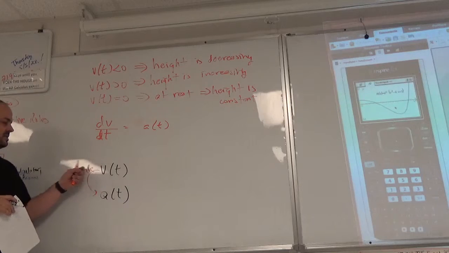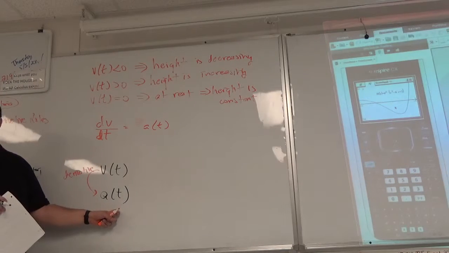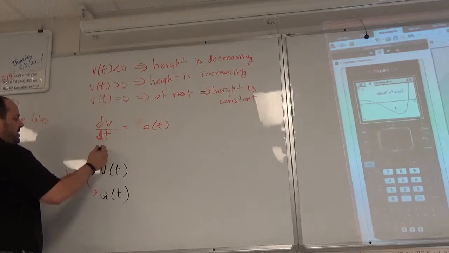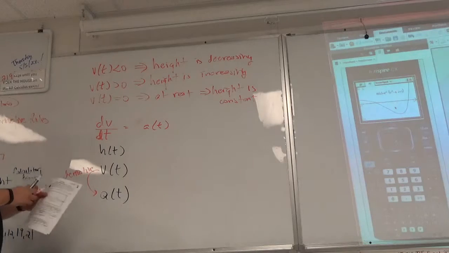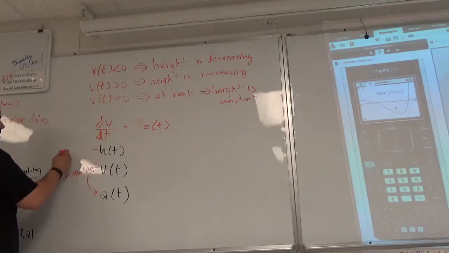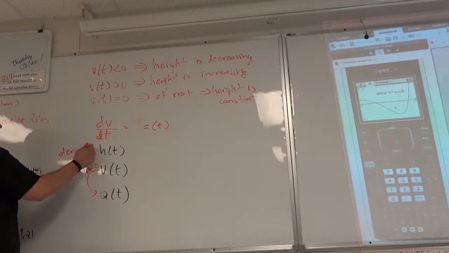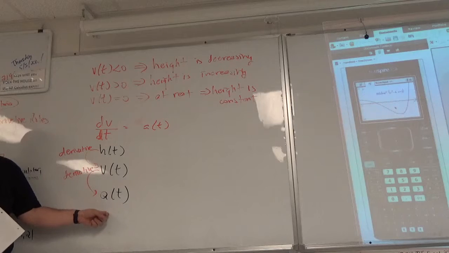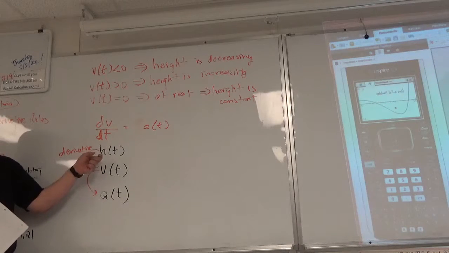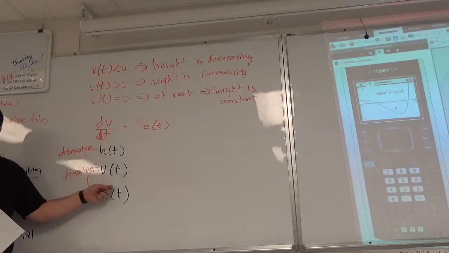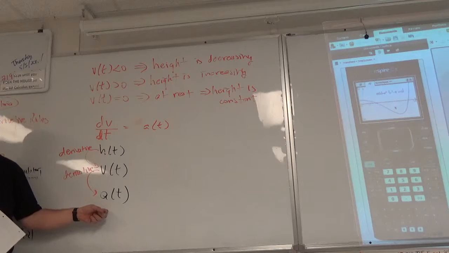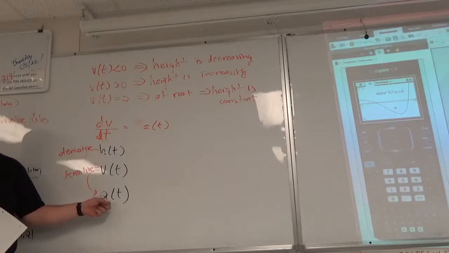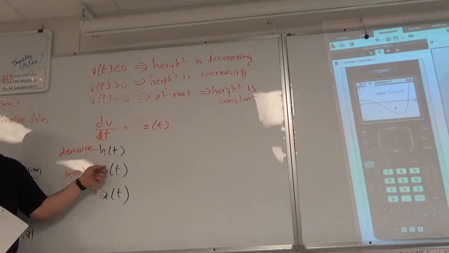So velocity, if I take the derivative of velocity, I get acceleration. But velocity is a measure of how height changes. So if my original function is height, the derivative of height is velocity. That F, F prime, F double prime chain that we would study can be applied to height, velocity, and acceleration. Because velocity is a measure of how height changes over time. Acceleration is a measure of how velocity changes over time.